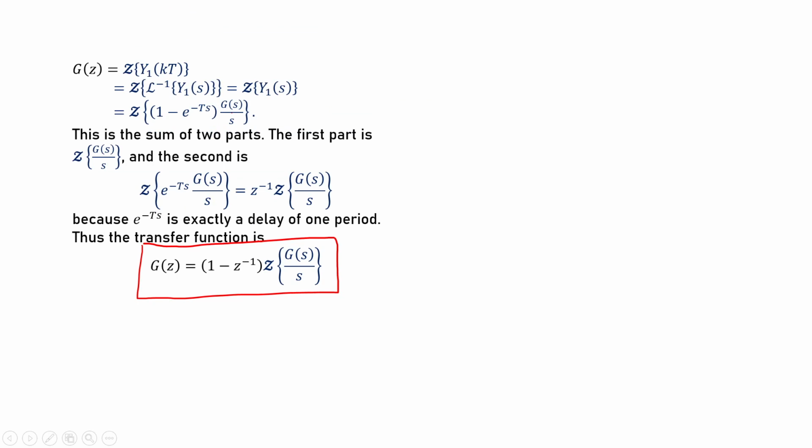Okay, let's continue to the next part using Z transform. Let me recall this a little bit. The process of finding the Z transform of a system where you use the method of zero order hold for the control input: first, you need to find the Z transform of this part, and then you can just directly multiply it by this term. Okay, it's very easy.